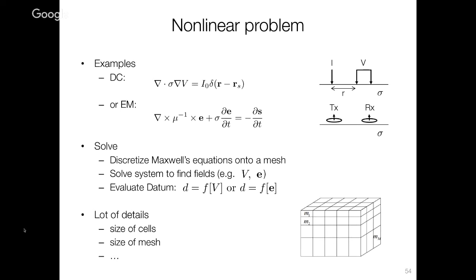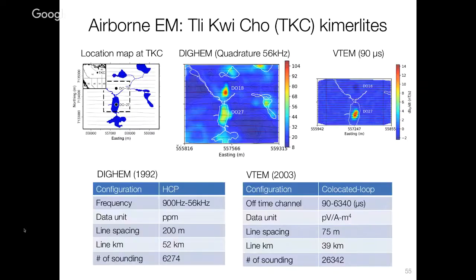So if we go to the nonlinear problem, which is what we've been working with for this whole week, we've got the DC problem or the EM problem. Here's an example with airborne data. It's over a kimberlite pipe in northern Alberta. So this is the area of interest.